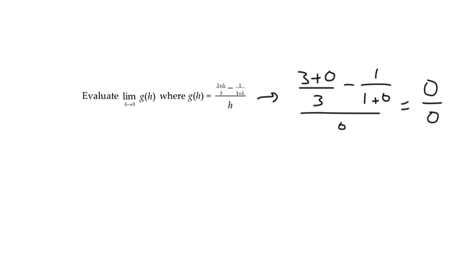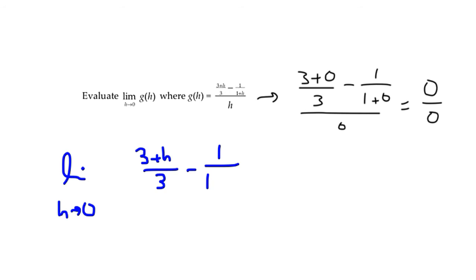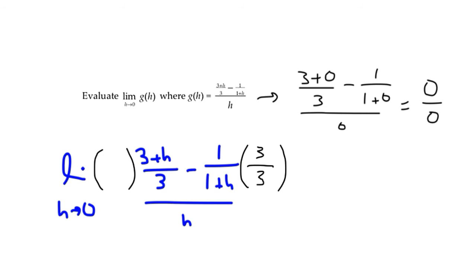Now remember, I have to write limit as h goes to 0 of what? Well, now I'm going to space this out just a little bit on purpose. So I'm going to write 3 plus h over 3 minus 1 all over 1 plus h all over h, right? And now what I'm going to do is this. How do you get a common denominator for just the stuff on top? Well, if we'll notice, this guy on the right gets multiplied by 3 over 3. Yes? This guy on the left gets multiplied by 1 plus h over 1 plus h. You see where this is going? It's a common denominator for just the stuff on top.